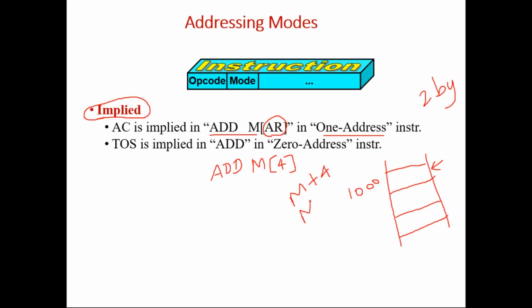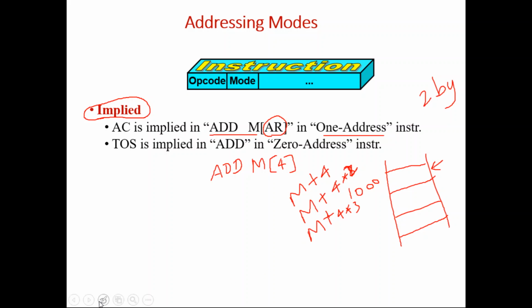If the word size is 2 bytes, it will add yum plus 4 into 2, that is it will add 8 bytes. Are you getting? Yum plus 4 into 2, that is 1000 plus 8, so 1008 location it will access. If the word size is 3 bytes, it will add yum plus 4 into 3, that means 4 3s are 12, so it refers to the memory location 1012. So that depends on the word size.